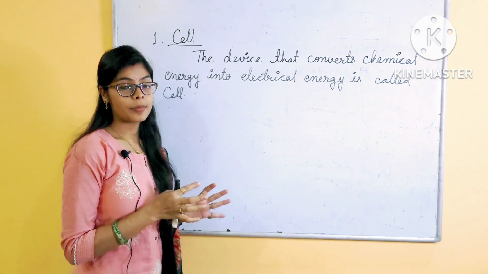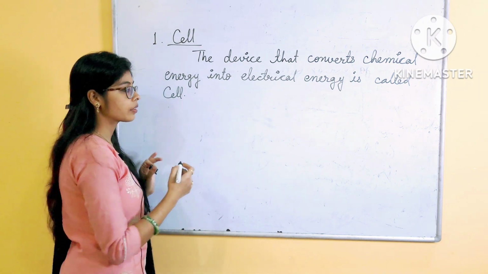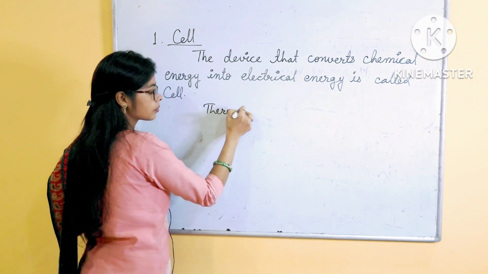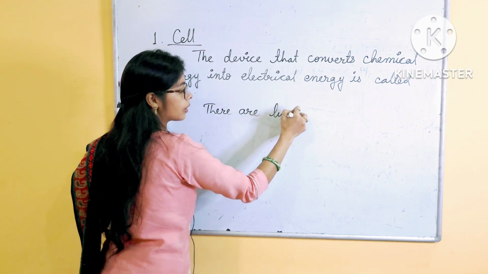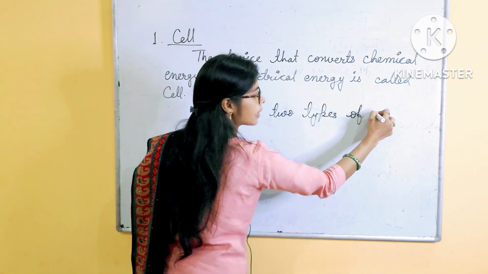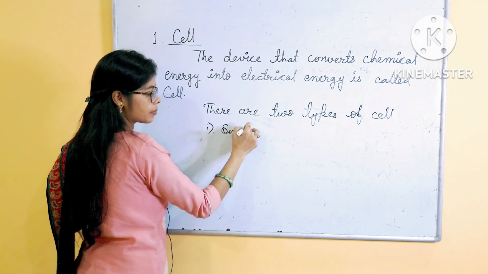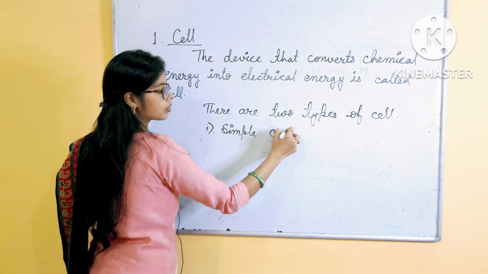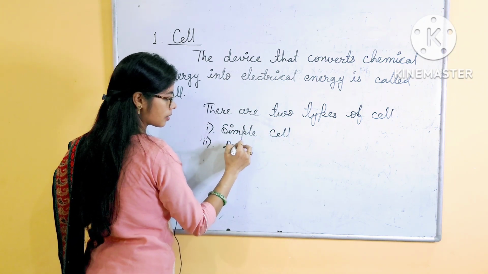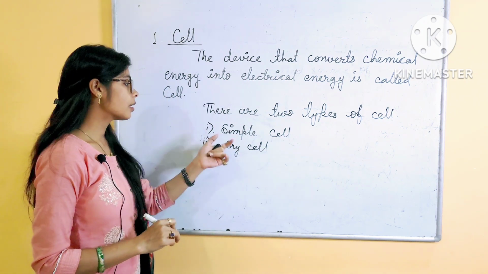It converts chemical energy into electrical energy and becomes a source of electrical energy. As for its types, as we already considered, there are two types of cell. First we consider simple cell. Second is considered dry cell. So first we will discuss simple cell.